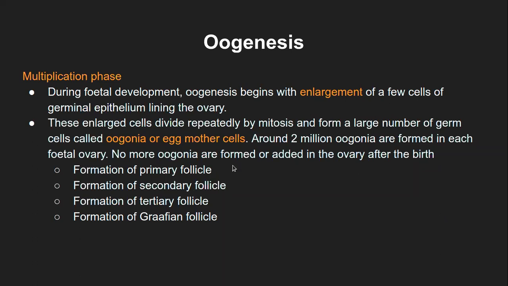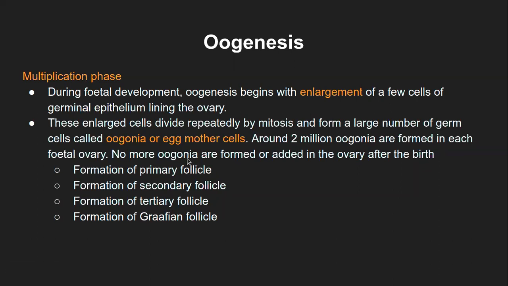So this process of the multiplication phase in oogenesis is divided into 4 sub stages. What we call is formation of the primary follicle, formation of the secondary follicle, formation of the tertiary follicle, and last, the formation of the Graafian follicle. Again, Graafian is the name of the scientist who discovered this, and that's why the name Graafian follicle is given.